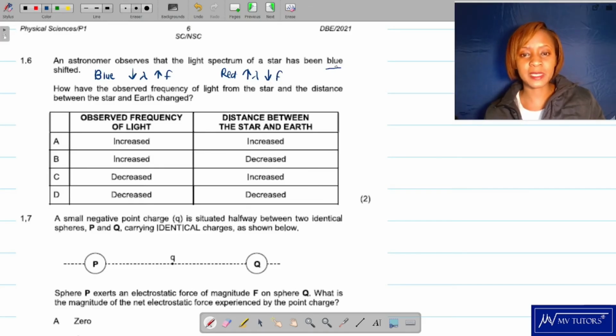But we've been asked about blue. So we're definitely going for shorter wavelengths and higher frequency. So the frequency increased, yes. And the distance between the star and the earth, remember, it's decreased. So our option would be B.